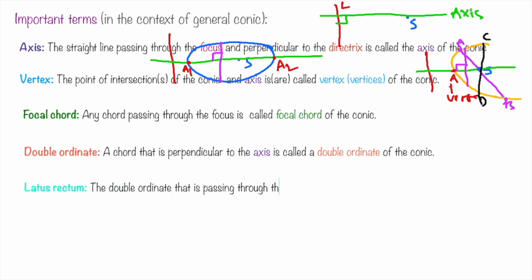Next, latus rectum. The double ordinate that is passing through the focus is called latus rectum. This is simply a focal chord which is also a double ordinate. See, this is a focal chord, but this is not perpendicular to axis of the conic. But this is another focal chord which is perpendicular to axis of the conic. That means this chord, let's say AB, is a focal chord and also a double ordinate. So this is an example of a latus rectum.